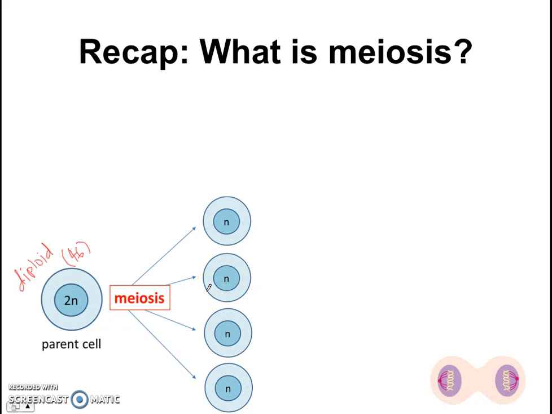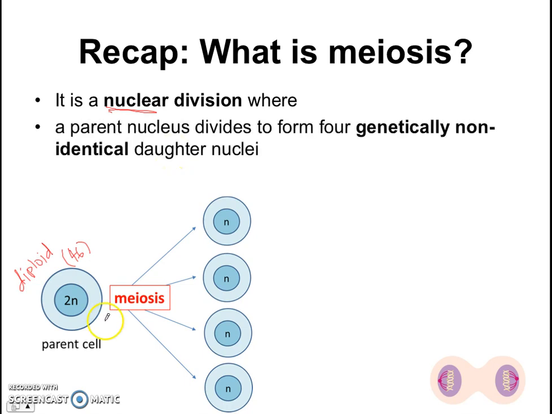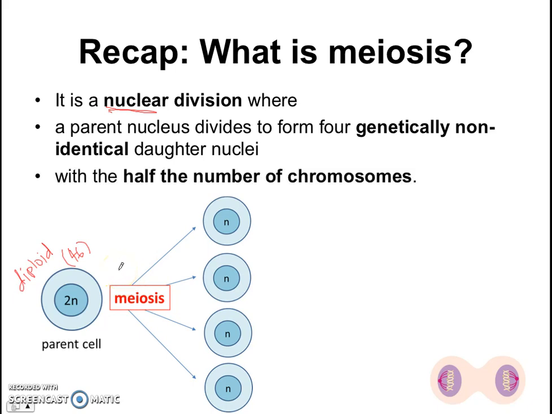So if we write it in a definition form, and it's important to get our definitions right, meiosis is a nuclear division. To be more accurate, it's not really a cell division, it's a division of the nucleus. Now, this is similar to mitosis, which is also a nuclear division. So meiosis is a nuclear division where a parent nucleus, here, divides to form 4 genetically non-identical daughter nuclei. They're non-identical because they do not have the same number of chromosomes as the parent cell. Right? So they have half the number of chromosomes.